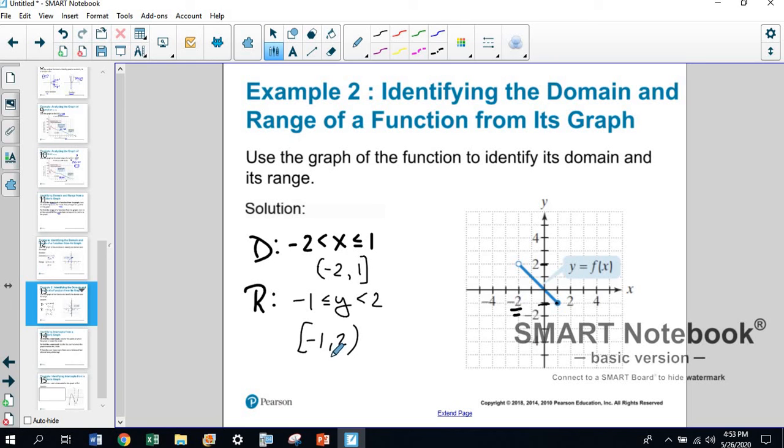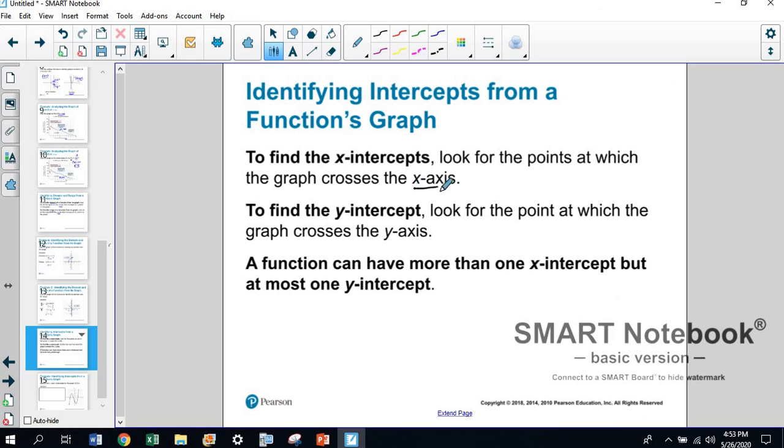All right? Likewise, you should be able to determine intercepts. Remember that an x-intercept is where you cross the x-axis, a y-intercept is where you cross the y-axis. You can have more than one x-intercept, but you can never have more than one y-intercept because when you're on the y-axis, x is equal to 0. And remember, it's okay to have more than one time where y equals 0, but you can only have one time where x equals 0, because if x equals 0 more than once, then it's not a function.